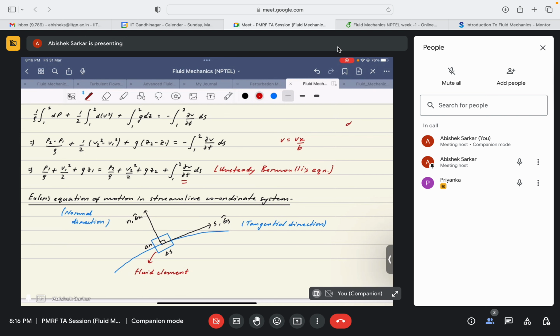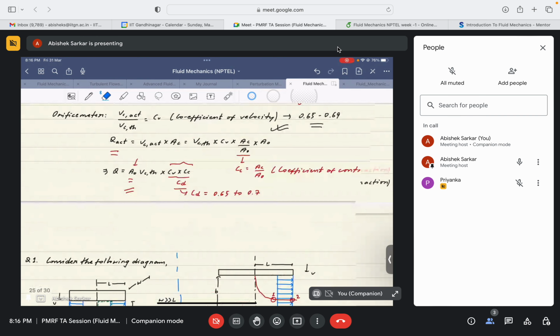It is not. Yes, sir. Then this term would be equal to 0, right? Yes, sir. Then this inherently becomes a constant, as in a steady Bernoulli's equation. Then you can directly apply the steady Bernoulli's equation and you will get the answer.